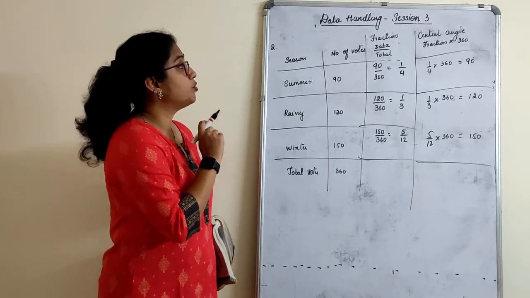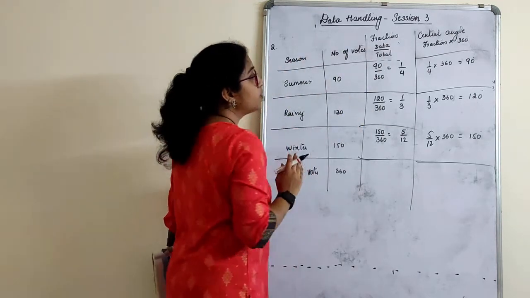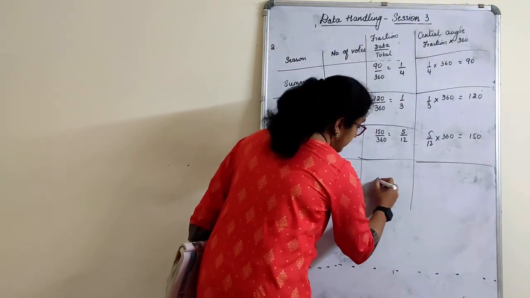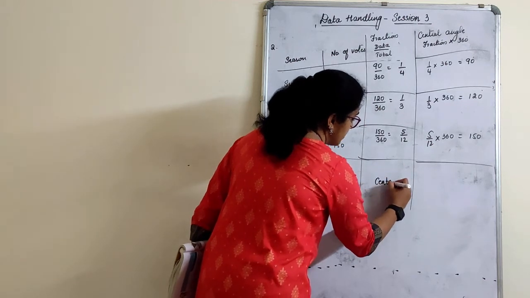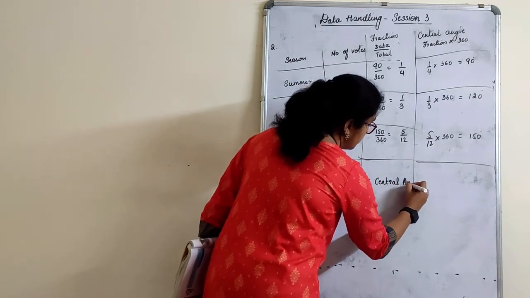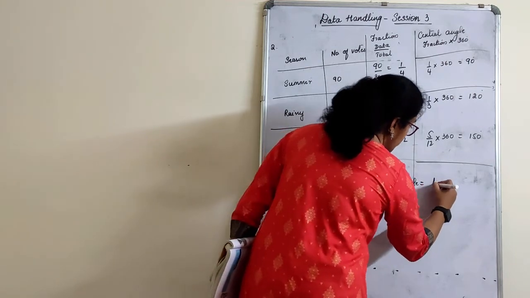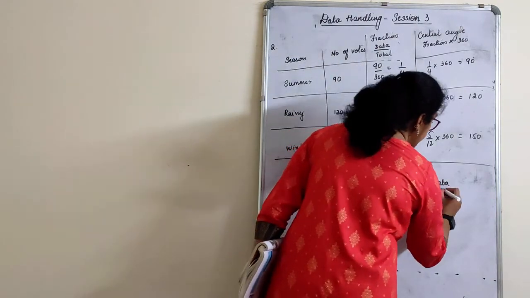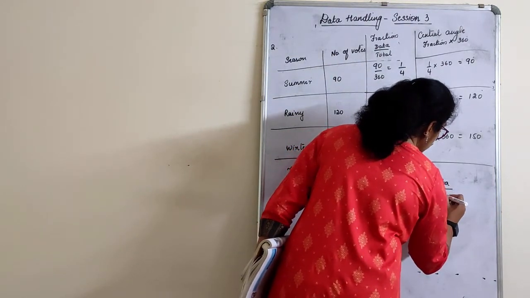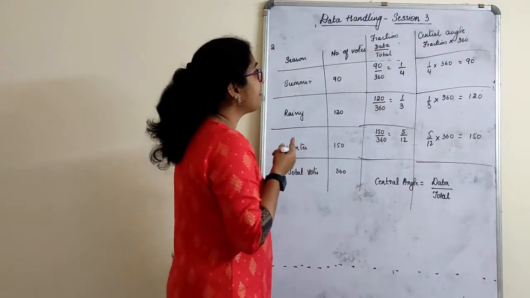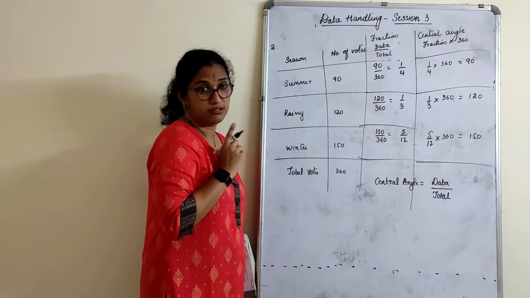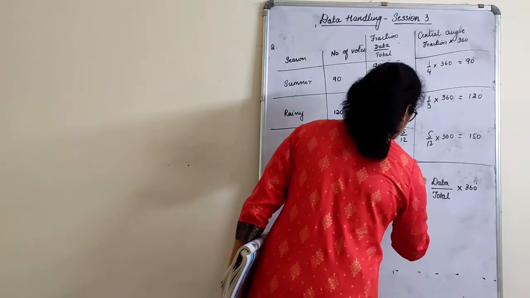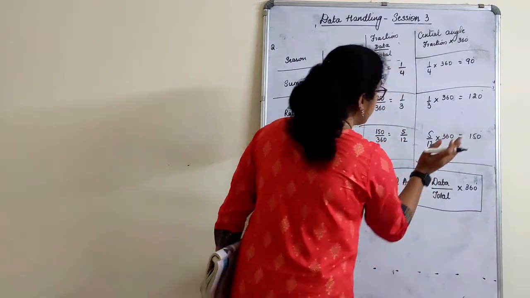In case you don't want to find the fraction, go directly for the central angle. What will you do at that time? One formula I will give you for the central angle, always, if you want to skip this step. Central angle is equal to data, the given number, children, divided by total, into 360. What is data divided by total? Data divided by total is nothing but the fraction. Into 360. Remember this. Directly you will arrive at this.